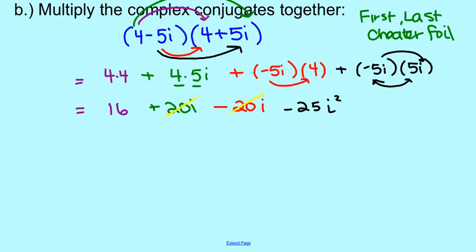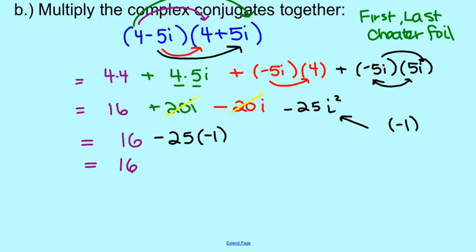All right, so we're going to continue on. Now we still have this 16 in the front. If you remember, i squared is the same thing as negative 1. So for negative 25, replace the i squared with negative 1. Some teachers say drop the i squared and change the sign, so you just change it to a positive 25. I'm going to go ahead and show you the work here of replacing it with the negative 1.